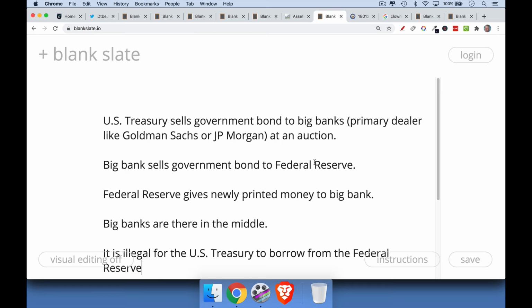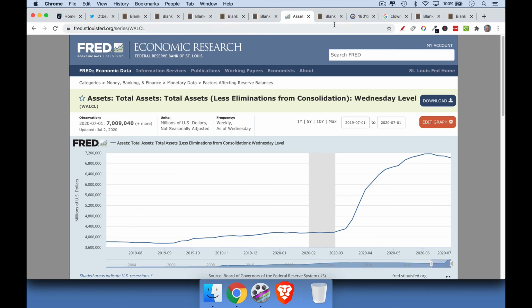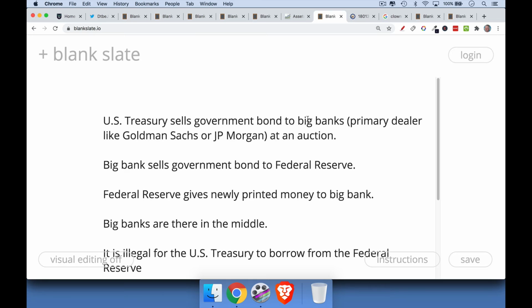The Federal Reserve, our central bank, prints new money, gives it to the big bank. They get the government bond. The Federal Reserve gets the government bond. They get to put it on their balance sheet, which we saw right here. And the big banks are there sort of in the middle, simply because it's illegal for the U.S. Treasury to borrow money directly from the central bank. There's this sort of illusion that we're not yet living in a clown world, that there's this sort of legal protection where the U.S. Treasury can't do it directly, so they do go through the big banks in order to do that.